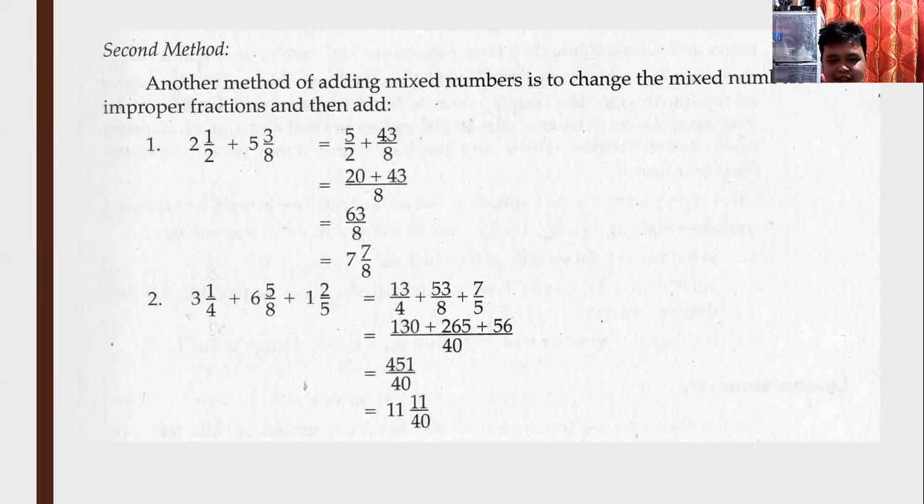So ano yung hinanap nating common factors dyan? May common factor dyan eh. Ano yung hinanap nating common factor? So 53 over 8, 7 over 5, and then 13 divide 4. So ano yung mga common factor natin dyan? So pwede naman natin balikan to. Paano siya nag-interchange into mixed numbers? So nangyari is 130 plus 265 plus 56.